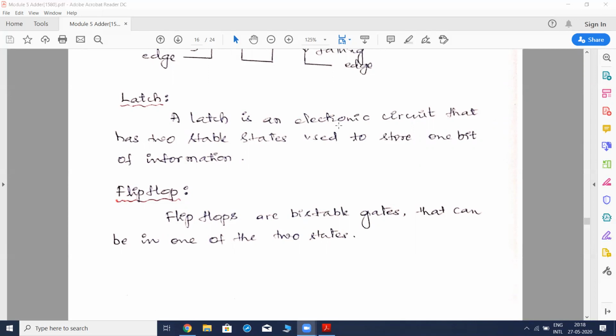That means they are used for memory only. They are capable of storing one bit of information. Okay, so now let us see what is a latch.